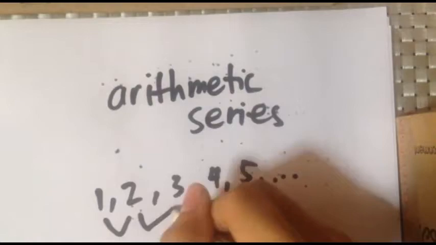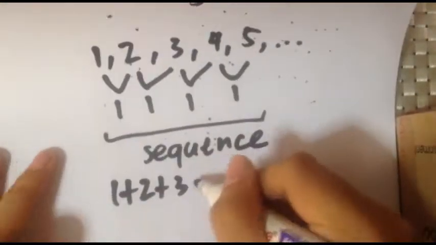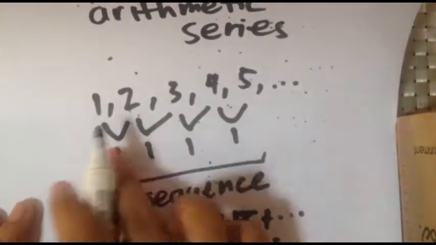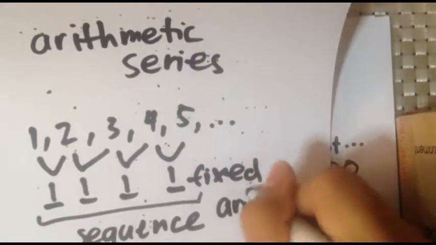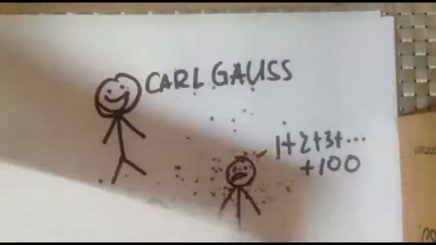The list of numbers that Gauss added, 1, 2, 3, and so on, is called a sequence. When you add up the numbers to get a total, 1 plus 2 plus 3, and so on, the answer is a series. In Gauss' case, where each number is separated by a certain amount from the previous one, the series and the sequence are called arithmetic. So what Gauss solved was an arithmetic series.